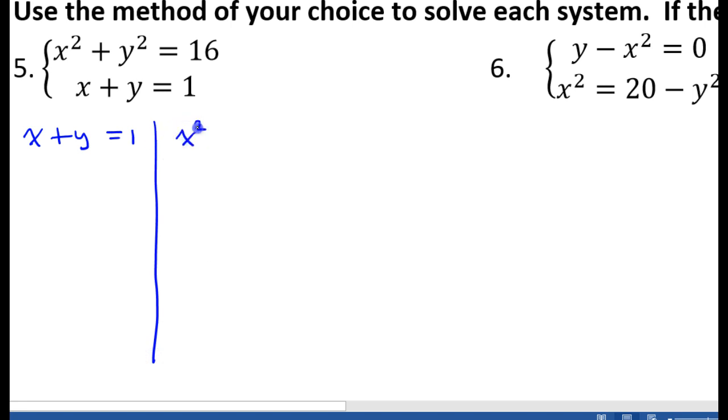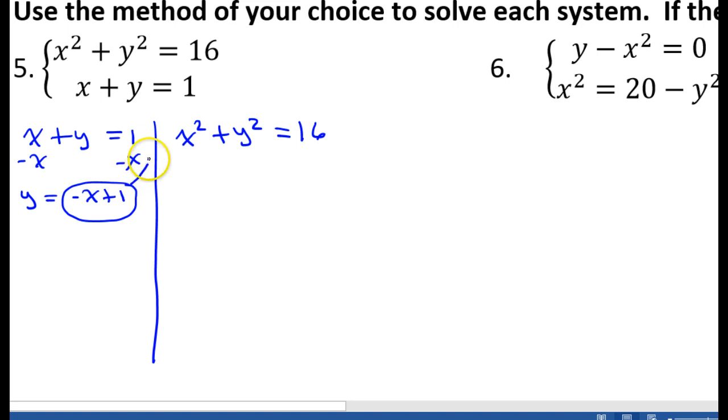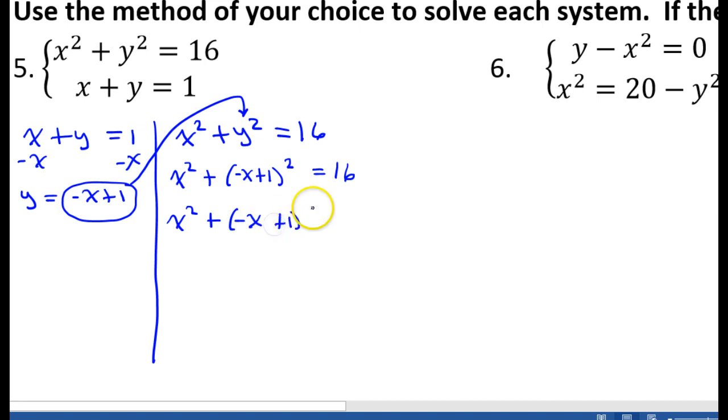Okay, and then I've got x squared plus y squared is equal to 16. Subtracting x from both sides, I have y is equal to negative x plus 1. So what I can do is take this and substitute it for y in the other equation. So then I will have x squared plus negative x plus 1 squared is equal to 16. So that's going to be x squared plus, and I need to do negative x plus 1 times negative x plus 1.